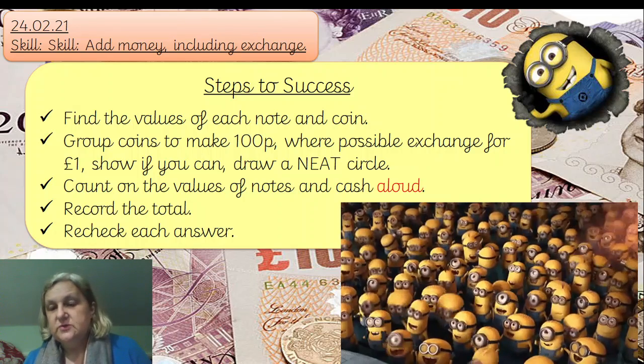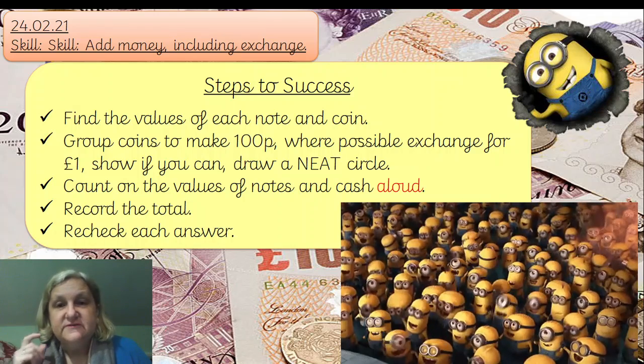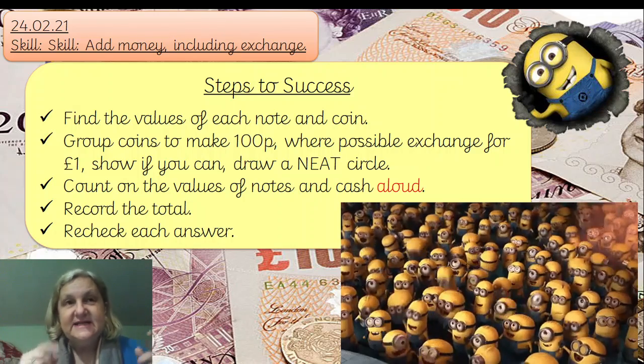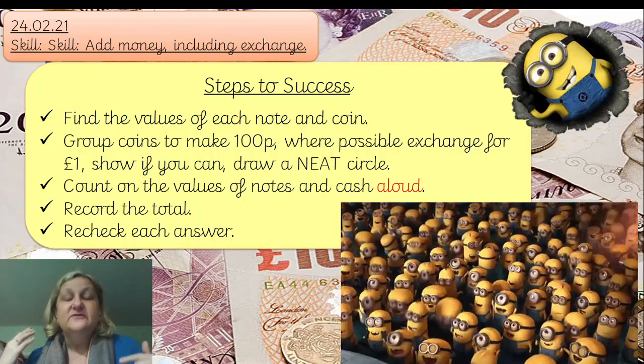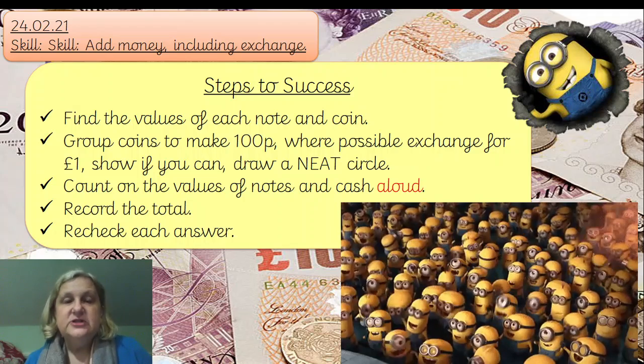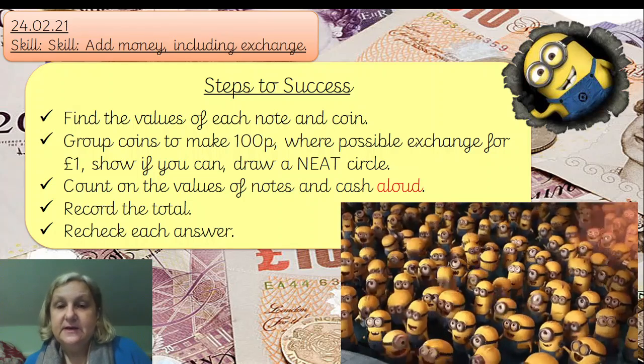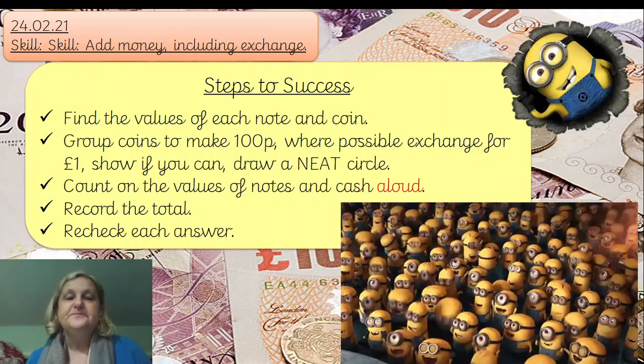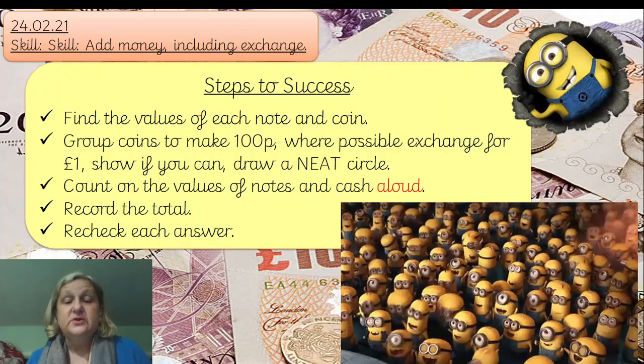Record your total as the final answer, and then I want you to recheck again, because don't forget, if you're doing this mentally and by counting on verbally rather than writing it all down, it's a lot easier to make a little slip up. So I want you to double check, and then before you move on, make sure you've got it right.